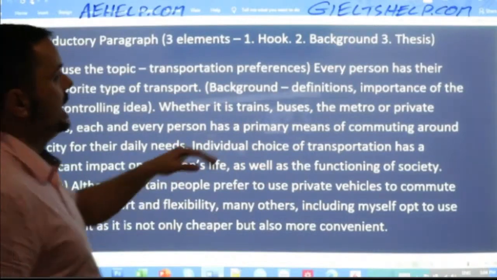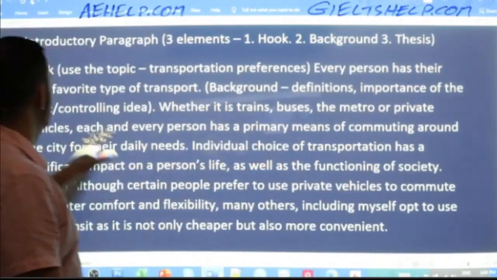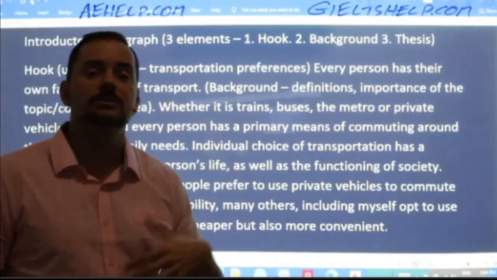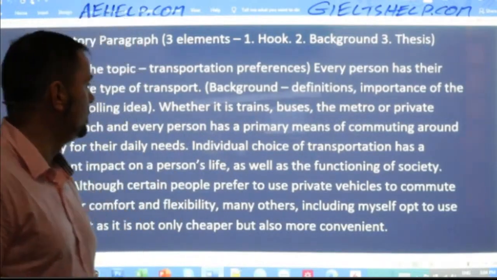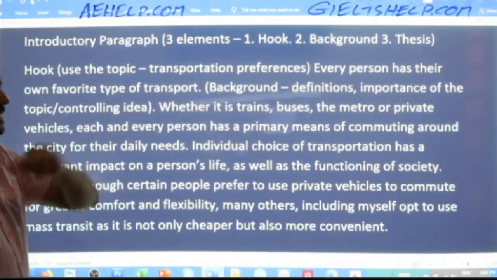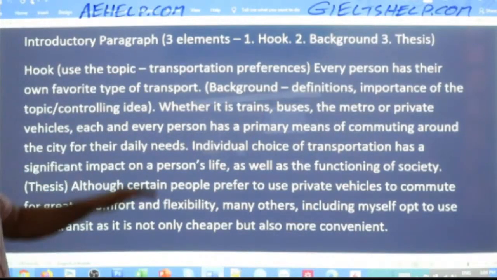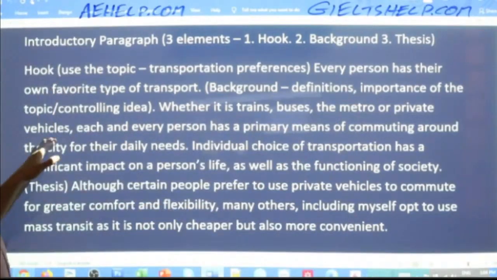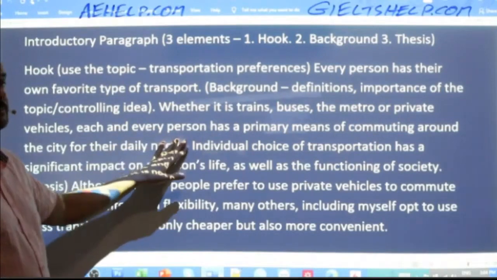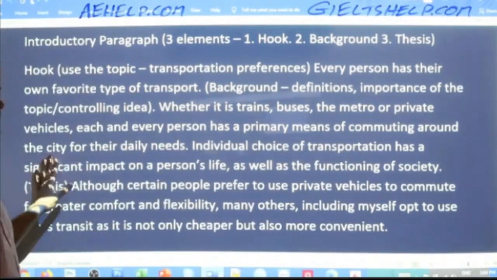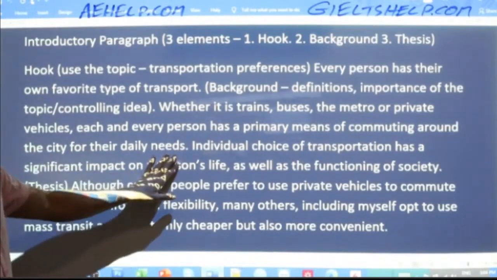So every person has their own favorite type of transport. Simple, elegant, to the point, works well. Okay, that's all it is. Every person has their own favorite type of transport. Sure. Whether it is trains, buses, the metro, or private vehicles, each and every person has a primary means of commuting around the city for their daily needs.